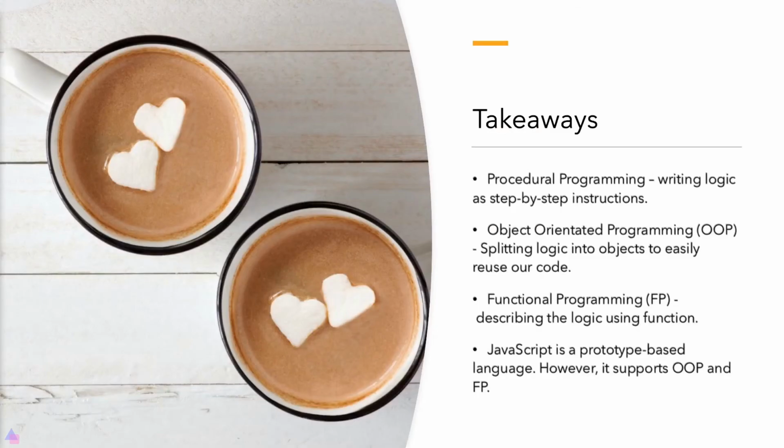Key takeaway for this lesson: procedural programming is about writing logic as step-by-step instructions. Object-oriented programming, or OOP for short, is about splitting the logic or task into modular components known as objects, so that you can easily reuse your logic. Functional programming relies heavily on functions, and we describe our logic using functions. JavaScript is a prototype-based language. However, it does support features in object-oriented programming and functional programming.